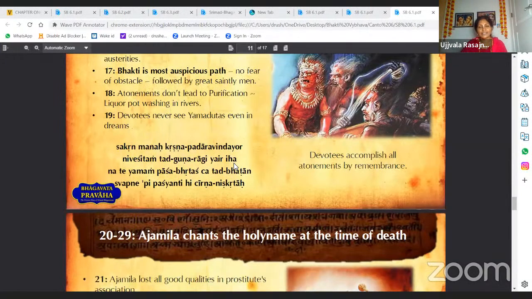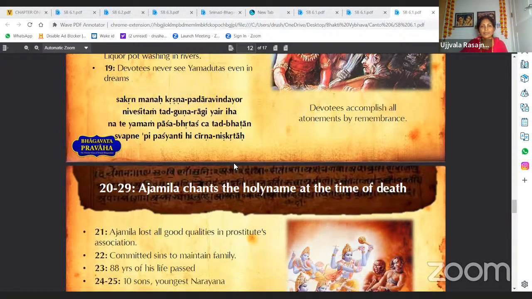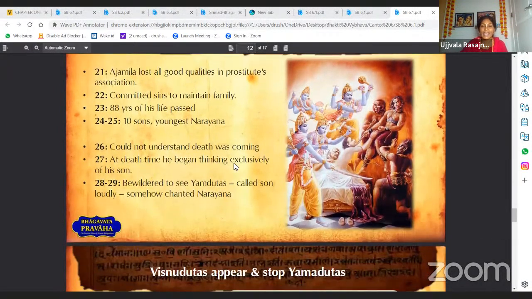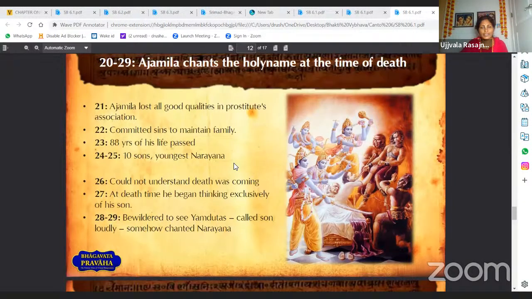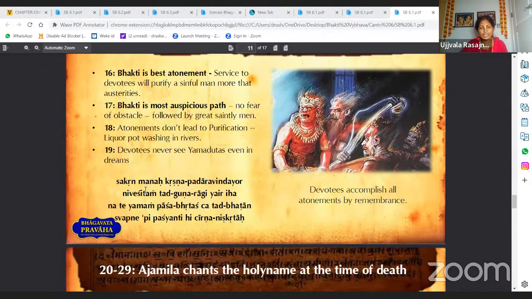So there is an answer to the question of Parikshit Maharaj. How can one be saved from these hellish planets? The complete answer is by bhakti. And now, on that note, he gives this katha of Ajamila. He says, see, sakrit, even a little bit. I will tell you this story.